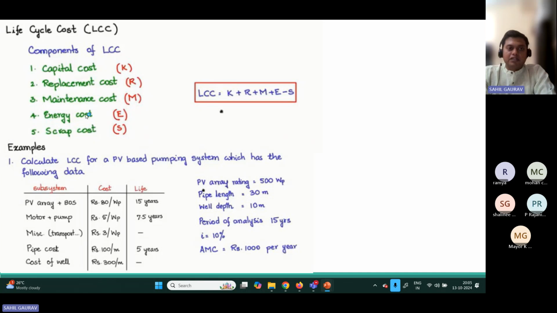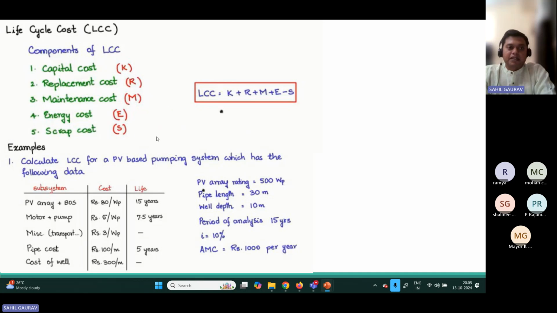run that item or equipment, and then we have a scrap cost. Scrap cost means, after dismantling that component or equipment or system, the value of the item that you have dismantled. So the scrap cost is that one. So its LCC will be this capital cost plus replacement cost plus maintenance cost plus energy cost minus scrap cost.